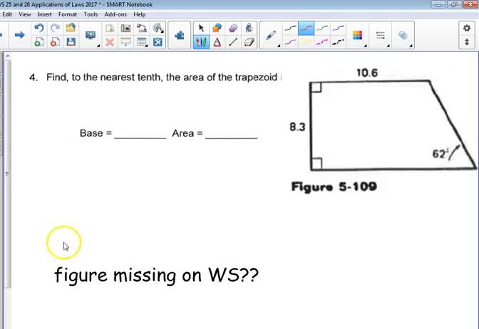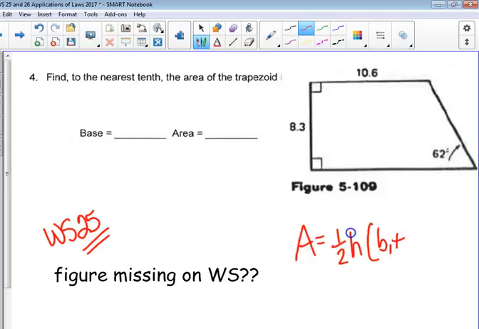All right, so this is worksheet 25, and this diagram is missing. The area formula for a trapezoid is 1/2 the height times the sum of the bases, which can also be written, guys, as the average of the bases times the height. It's the same thing. Okay.